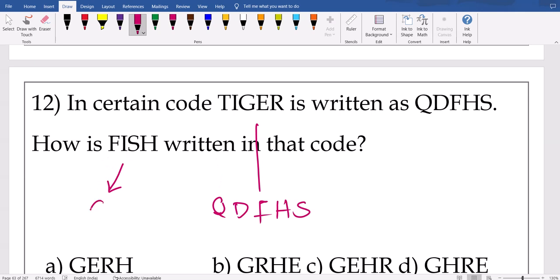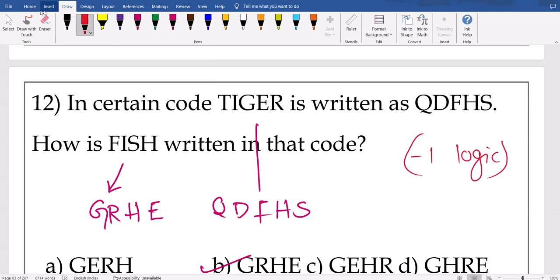GRHE is correct. Guys, here the logic is back to front. R's previous letter, minus 1 logic. R's previous letter is what? R, before letter. E, before letter. E, before letter. G, before letter. I, before letter. T, before letter. One letter before, minus 1 logic, just the previous letter.